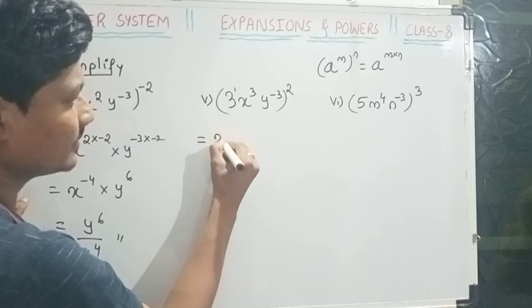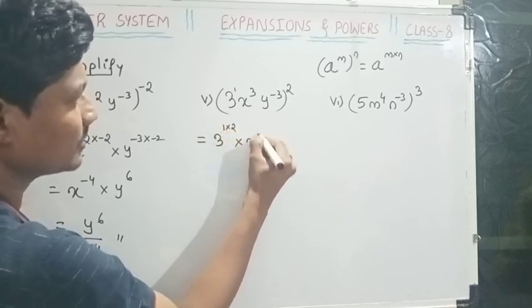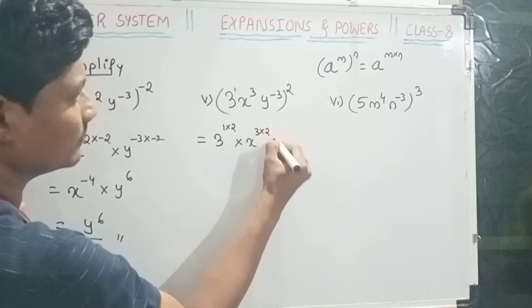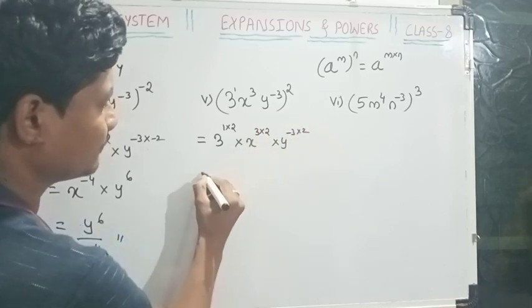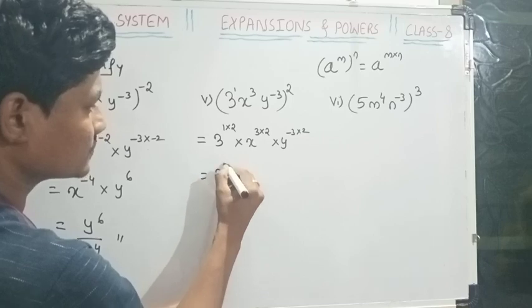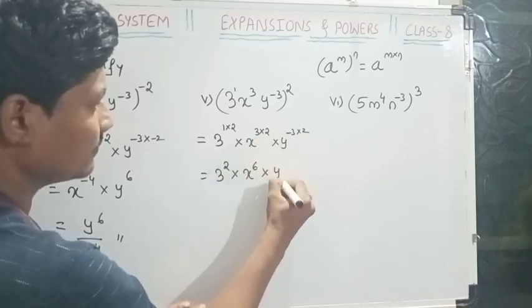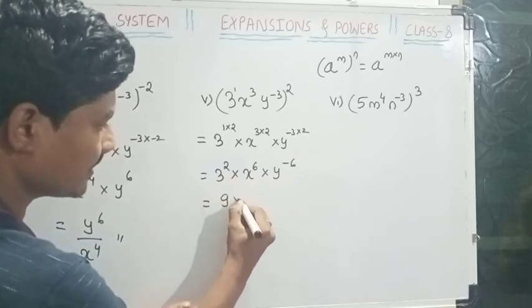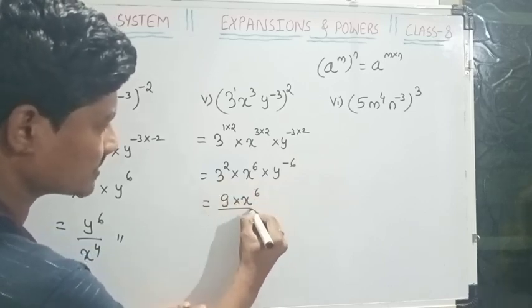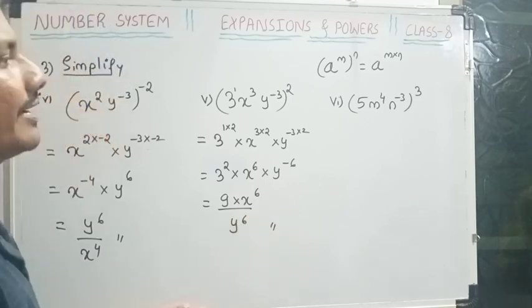3 to the power 1 into 2, x to the power 3 into 2, into y to the power minus 3 into 2. 3 square into x to the power 6 into y to the power minus 6. 3 square means 9, into x to the power 6. I'll bring this y to the power minus 6 downside. It becomes y to the power 6.